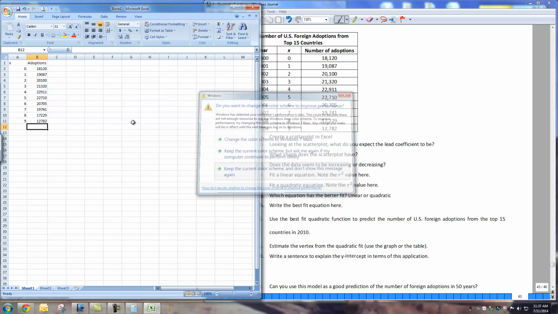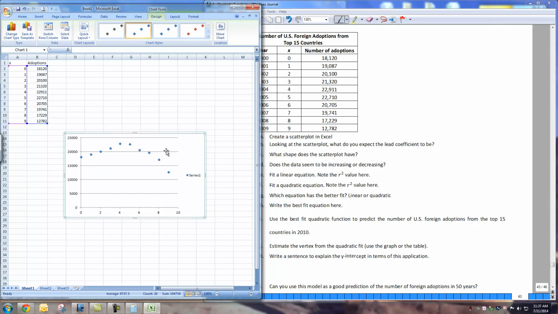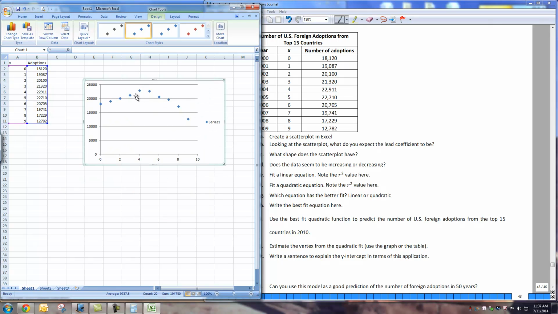So what I'm going to do is just highlight my values, go to Insert, Scatter, and I'm just going to pick the very top left one. And there it is. It's kind of ugly. It doesn't really give me any information. It's just some points on a graph.